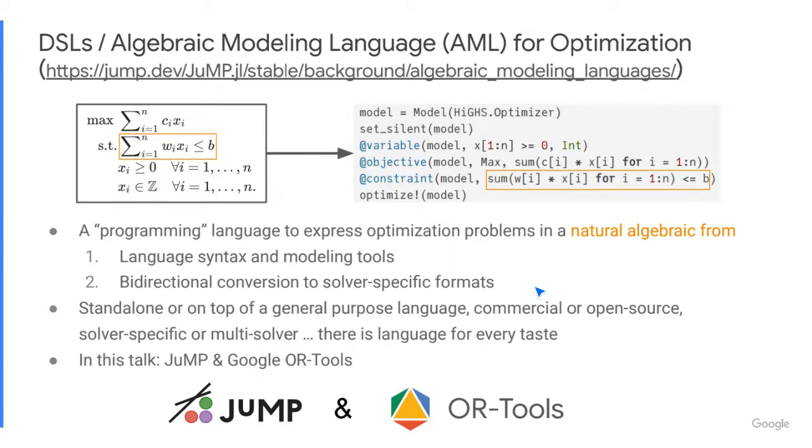And nowadays, there are a lot of different modeling languages. There's been a proliferation of them with different flavors. Some of them are standalone. Others work on top of a general purpose language. They could be commercial, open source, solver specific. Most solvers actually come with their own mini language. And in addition, there are others that allow you to use different solvers. So there's basically a type of language for every taste that you would want. And it would take several slides to name them all. So in this particular talk, I'm going to focus on the two languages that I've been involved with, which are JuMP and the languages used by OR-Tools.